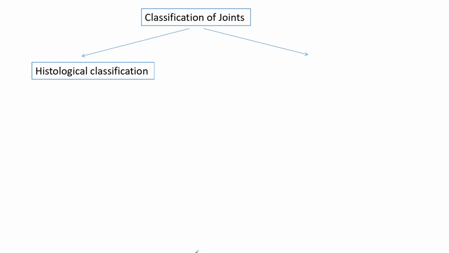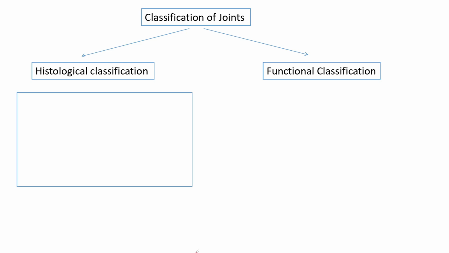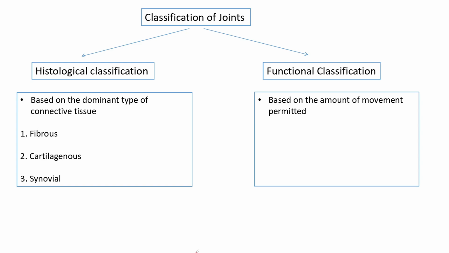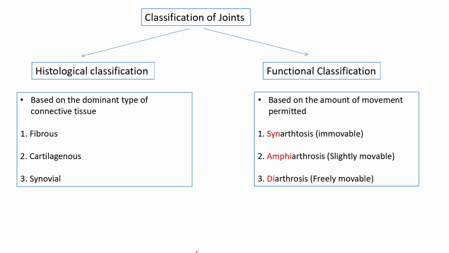Classification of joints. Joints can be classified in two ways. The first is a histological classification and the second is a functional classification. The histological classification is based on the dominant type of connective tissue in the joint, and the types are fibrous, cartilaginous, and synovial. The functional classification is based on the amount of movement permitted in the joint, and the types are immovable, which is called synarthrosis, slightly movable, which is called amphiarthrosis, and freely movable, which is called diarthrosis.